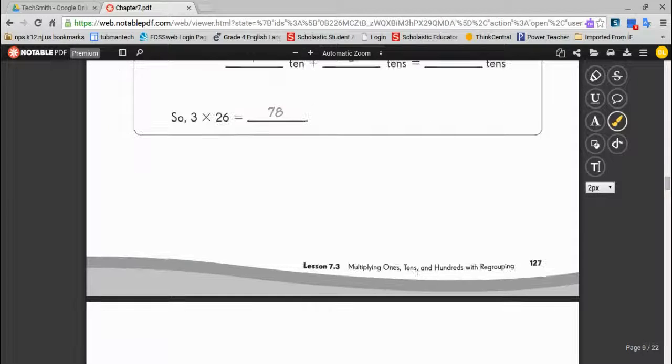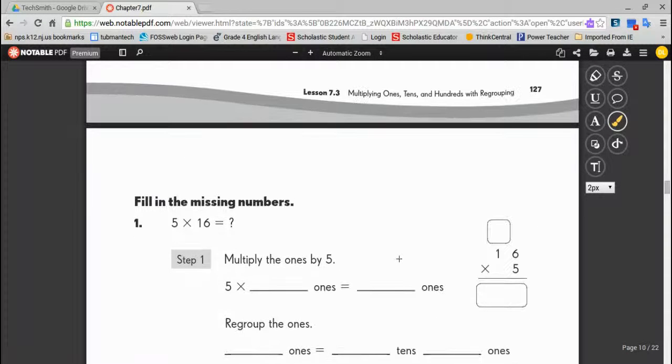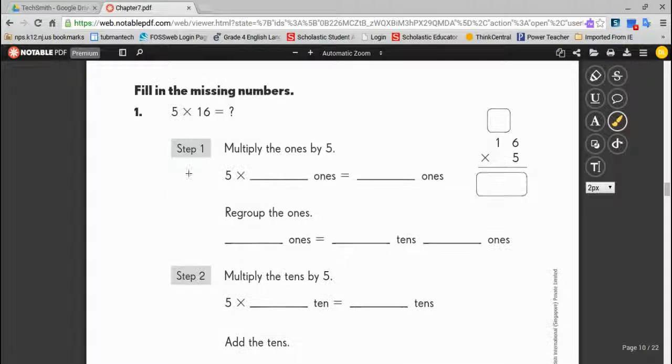Okay, so let's do the next problem together. This is page 128. So over here we have 5 times 16, and they wrote it vertically, or 16 times 5. So step 1 will be multiply the 1s by 5. So the first step is right here, 6 times 5, or 5 times 6. So over here, 5 times 6, or 6 ones.